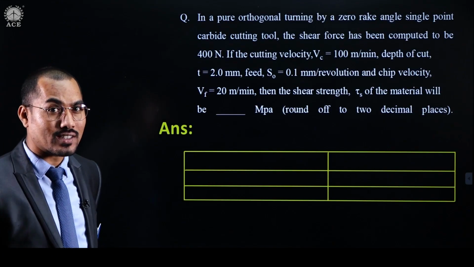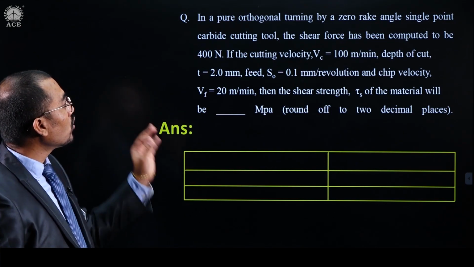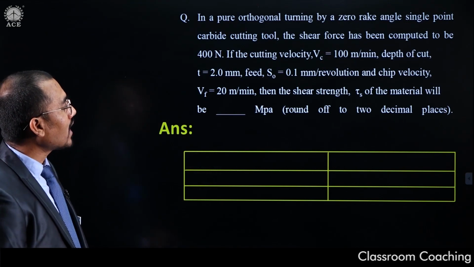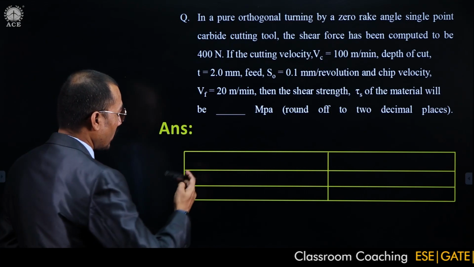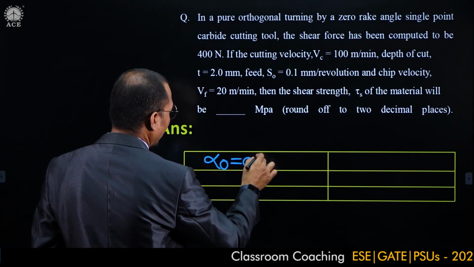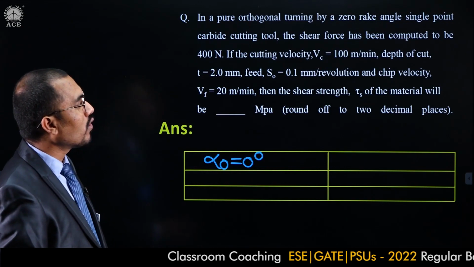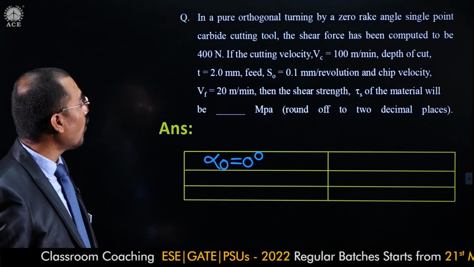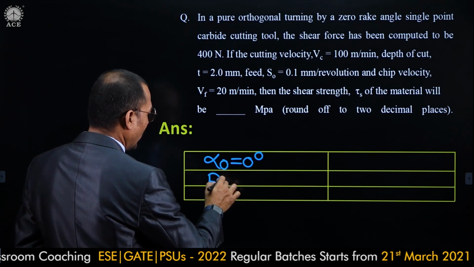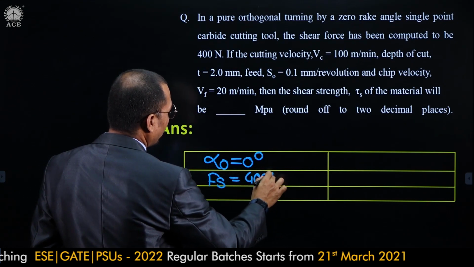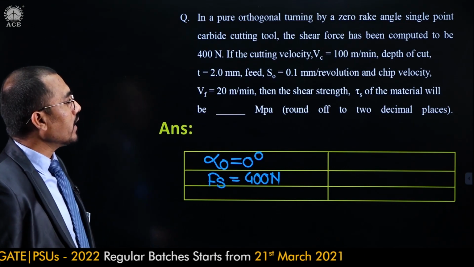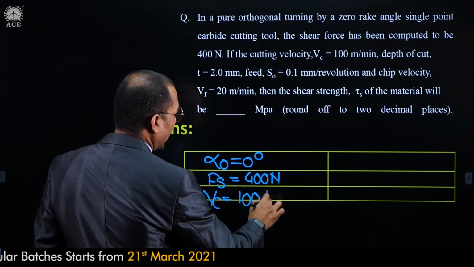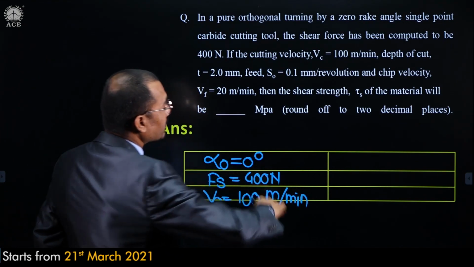Now one more simple question was asked on a metal cutting operation. In a pure orthogonal turning by a zero rake angle single point carbide cutting tool, rake angle alpha 0 is equal to 0 degree, the shear force has been computed to be 400 Newton. So shear force is given, exactly equal to 400 Newton. If the cutting velocity Vc is 100 meter per minute, cutting velocity is given.